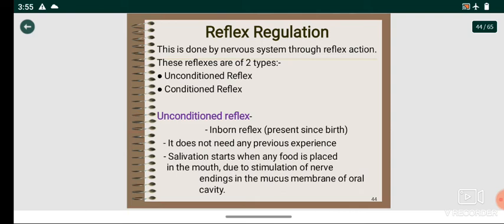Now there is the reflex regulation. So reflex regulation is in two parts, that is unconditioned reflex and conditioned reflex. तो यहाँ पे नाम से ही समझ में आता है अनकंडीशन, जहाँ पे कोई कंडीशन अप्लाइड नहीं है. सिर्फ क्या कंडीशन है कि जैसे ही माउथ में या टंग पर कोई भी फूड प्लेस होता है वैसे ही तुरंत जो है वो सलाइवरी सिक्रीशन इंक्रीज हो जाता है. This is known as unconditioned reflex, and we could say it is the inborn reflex which is present since birth. So it does not need any previous experience, इसके लिए प्रीवियस एक्सपीरियंस की कोई ज़रूरत नहीं है.